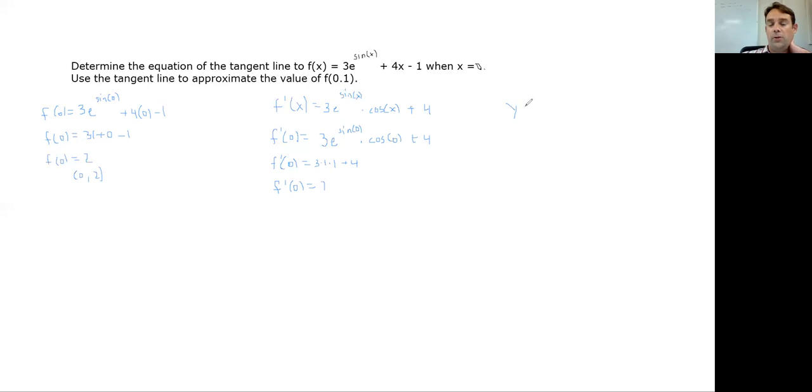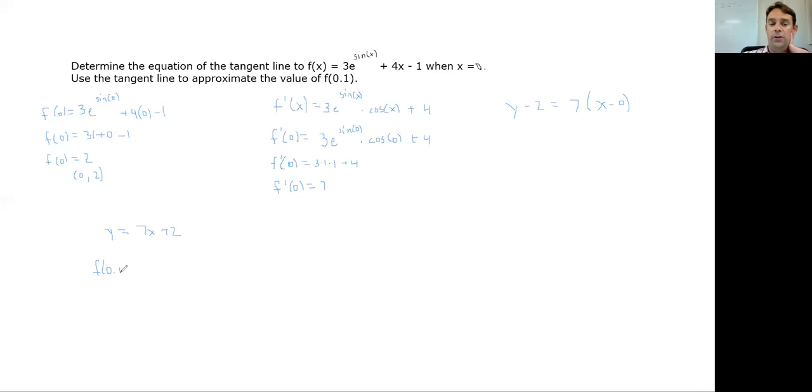So here we go. Tangent line, y minus y1 equals slope times x minus x1. So there's my tangent line. And now I'm supposed to use that to evaluate for the value of 0.1. So first thing I want to do is get y by itself here. And x minus 0 is x, so I can just make that 7x plus 2. And we are going to evaluate this for 0.1.